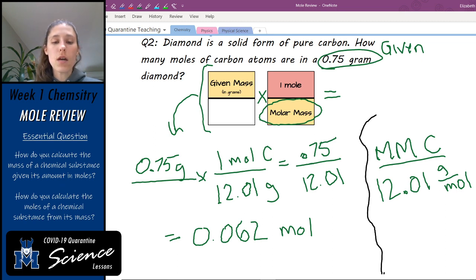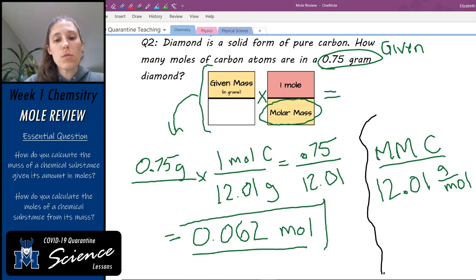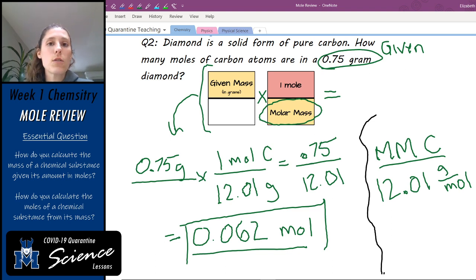And that makes sense because if we had 1 mole, the mass would be about 12 grams. So we only have 0.75 grams, so our number makes sense. It makes sense that we have a fraction of a mole, and a pretty small fraction of a mole, for our answer. Okay, so those are the 2 practice problems I have for you.